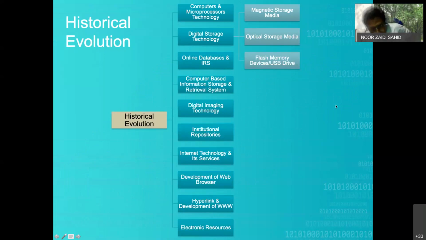Okay, and to discuss further about our topic today, the evolution, let's go through one by one the components that normally exist in a digital library initiative. Firstly, we have electronic resources. Electronic resources. What is electronic resources?